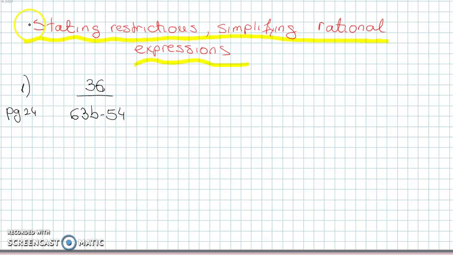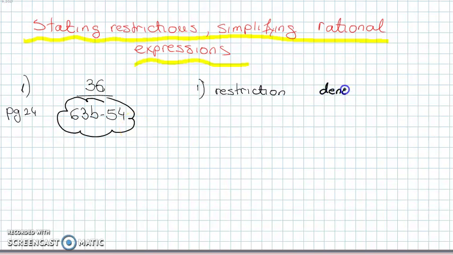So the first thing that you are asked to do is to give the restriction. So what does that mean? If I'll just change the pen. So the restriction means tell me, is there a case when this fraction, this rational expression cannot exist? The case when this expression would not exist would be if the expression in the denominator is equal to 0.